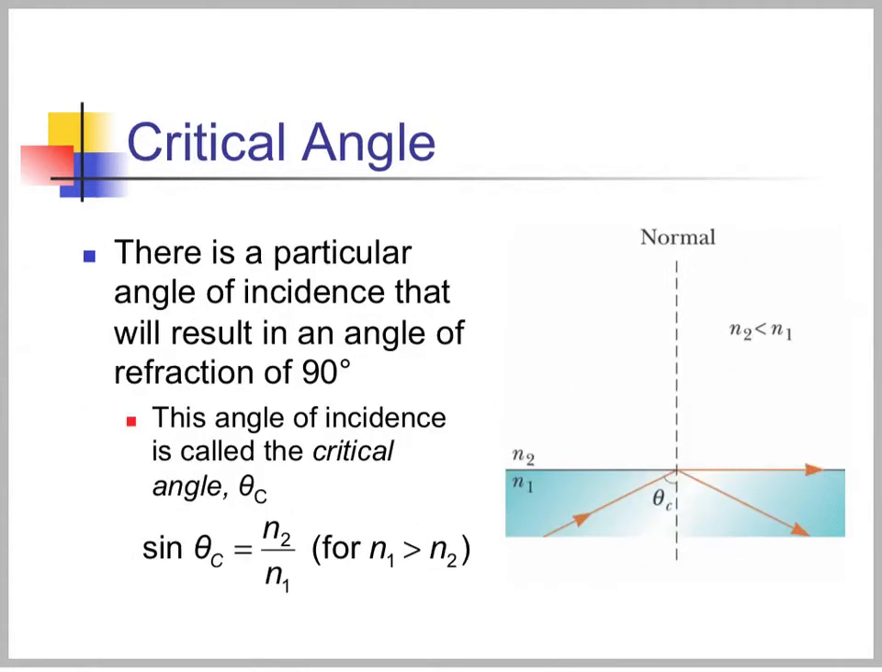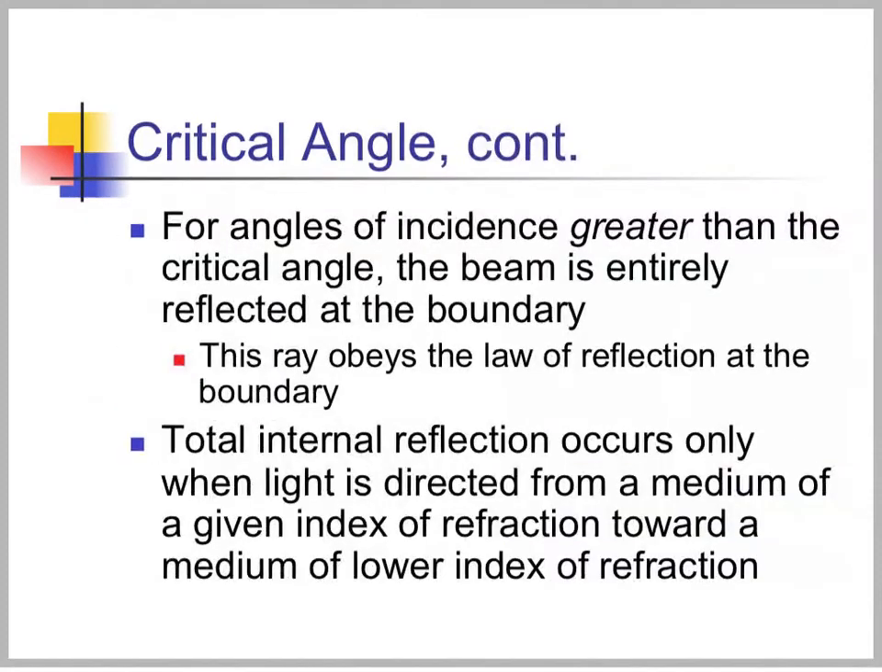So that particular angle of incidence that results in an angle of refraction of 90 degrees is called the critical angle. And sine of the critical angle is equal to n2 over n1, where n2 is less than n1. So for angles of incidence greater than the critical angle, the beam is entirely reflected at the boundary, and it obeys the law of reflection. Total internal reflection occurs only when light is directed from a medium of a given index of refraction towards one of a lower index of refraction.